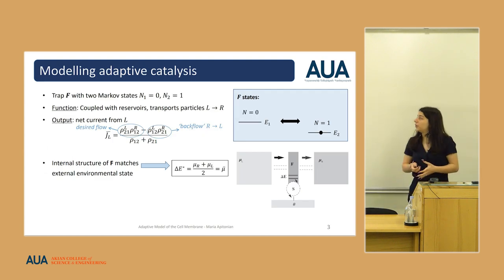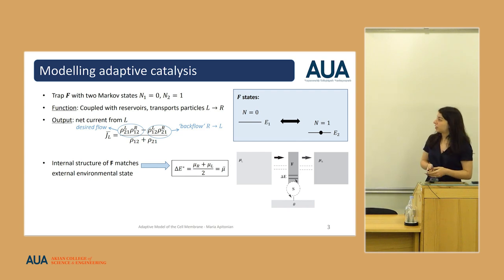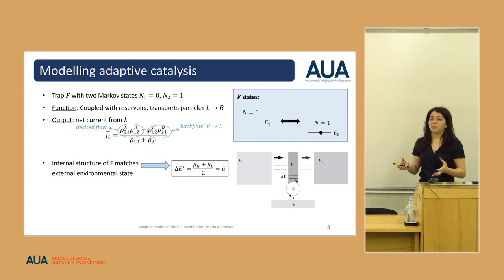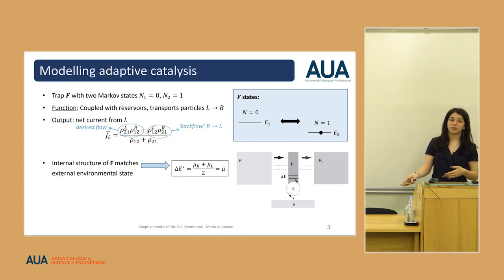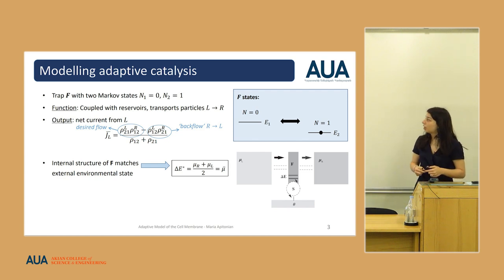So to start off, we have to define our basic transportation machine and its basic function and output. We take a trap that captures and releases particles, and it has two corresponding Markov states, a state with zero particles and corresponding energy E1, and a state with one particle and corresponding energy E2. The difference between these energies, delta E, is going to be the crucial parameter that we optimize and fit to the environment. The function of the machine is therefore to transport particles from a left to a right reservoir, both of which it is coupled to.